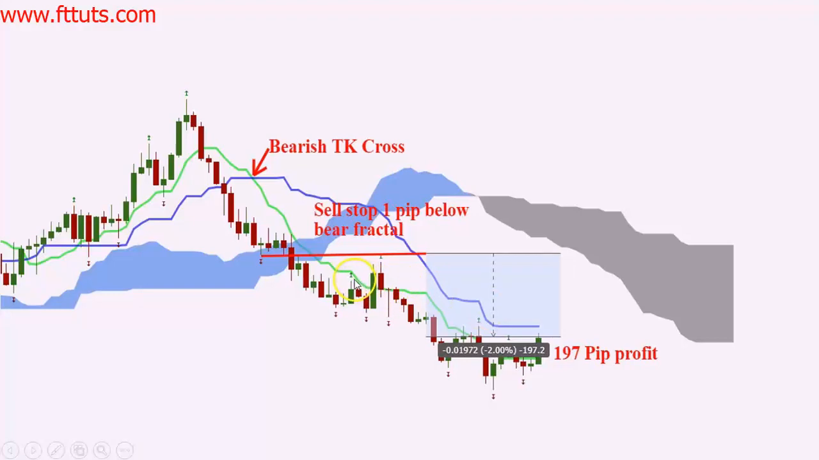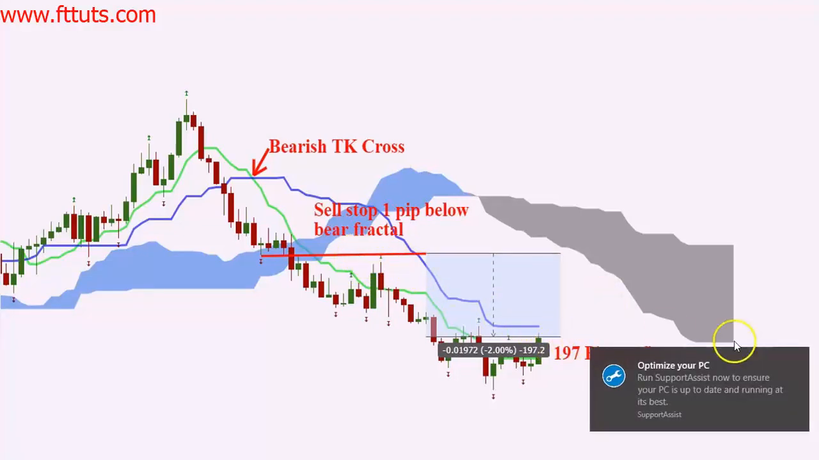Now if you would have waited for the close here, you probably would have stopped out here. You would have got out here and made no profit again. So that probably is more likely where you would have got out of the trade and didn't make as much profit, but the potential was for 197 pip profit.